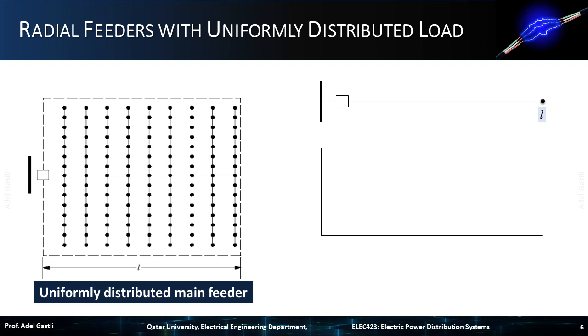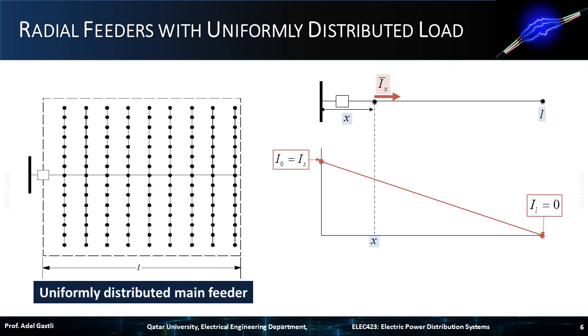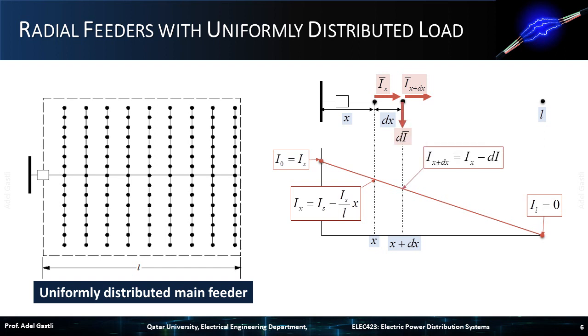Let's first understand what uniformly distributed main feeder means. If we denote the current at location x on the feeder with Ix, then the current at x equals 0 is Is, and the current at x equals L is 0. The decrease of the current Ix along the feeder is linear and can be expressed by this equation. Now, if we consider a small displacement dx on the feeder, the new current at location x plus dx is denoted by Ix+dx, and is equal to Ix minus differential current dI.